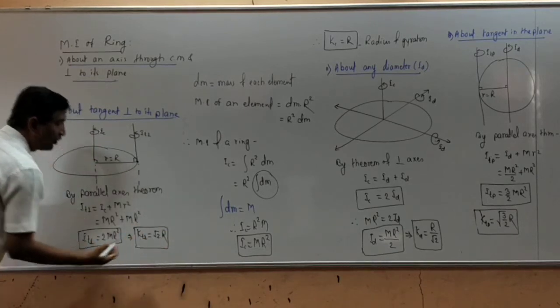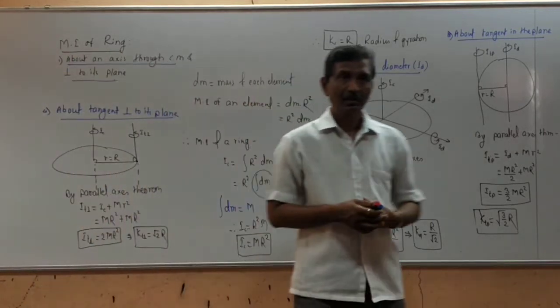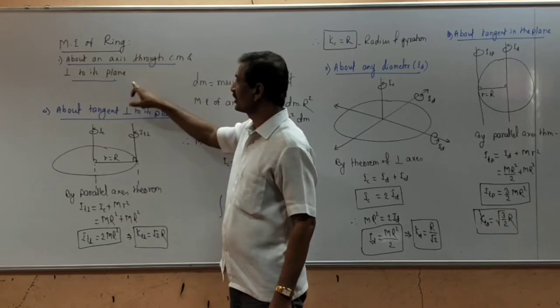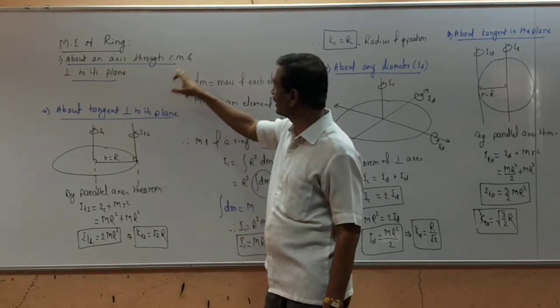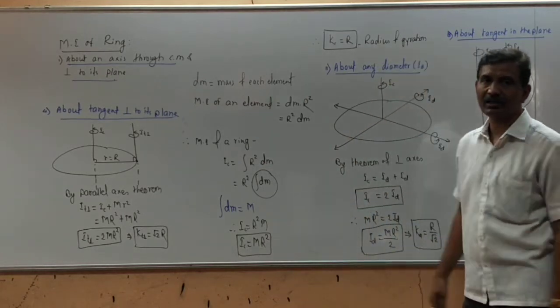These are the four cases in case of a ring. See in brief, what is the first case? Moment of inertia of the ring about an axis passing through its center and perpendicular to its plane. Its proof is not related to our syllabus, but still we discuss it for our convenience.